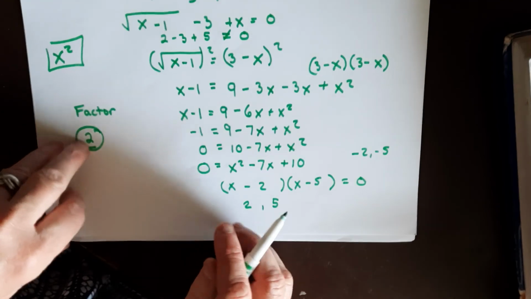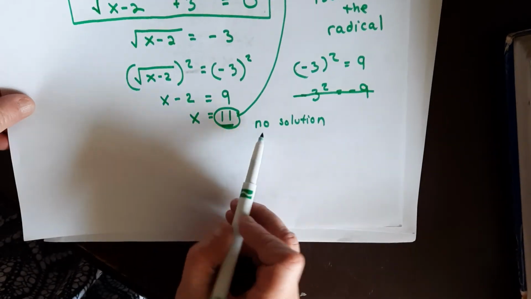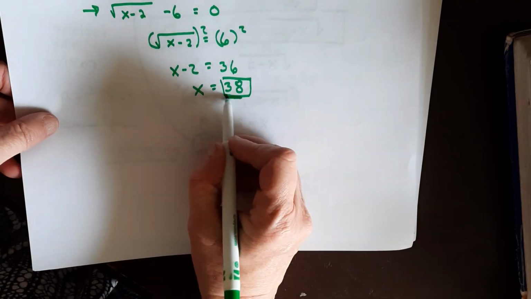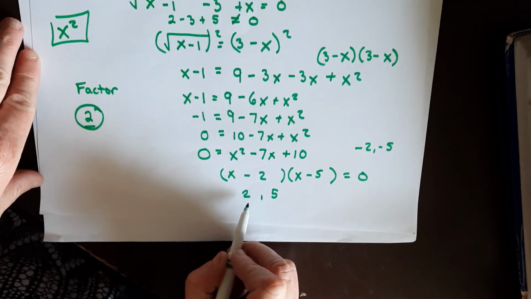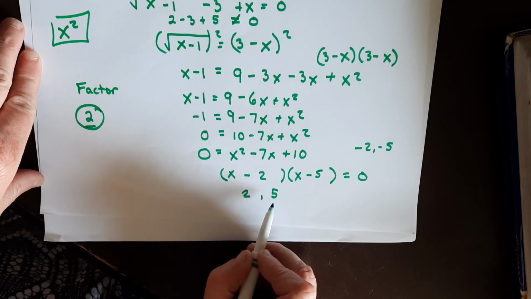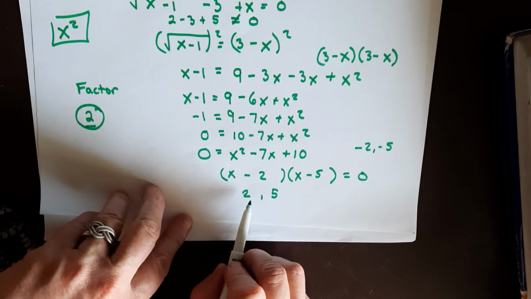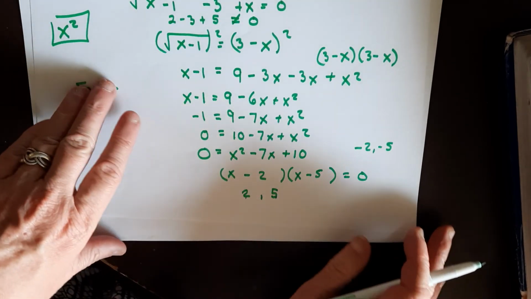So sometimes you will get no real answer at all, like in our original one. This one has no solution. That could be one of your answers. This one has just 2 for a solution, because it only had one answer that worked. This one we had to check 2 and 5, but only 2 worked, so just 2 is the answer. Sometimes you'll end up with 2 answers for x, and they will both work. In that case, you would have both of them for an answer.